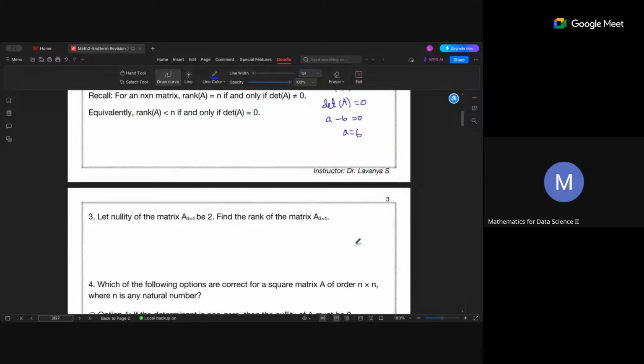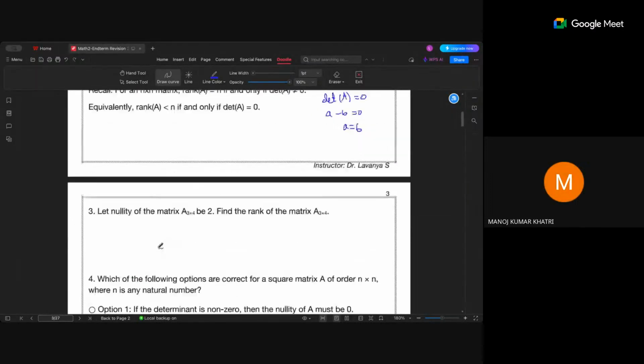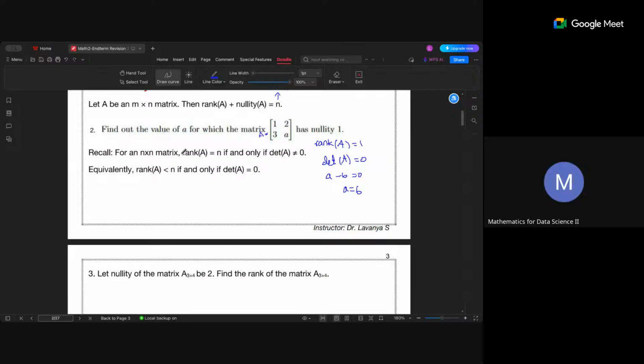Can you repeat that question, ma'am? Okay. Here you have a matrix and you are asked to find a missing value, assuming that this matrix has nullity 1. According to the rank nullity theorem, here n is 2, and you have nullity 1, so rank of A is 1. Since rank of A is strictly less than 2, the determinant is 0. So find the determinant, which is A minus 6, and equate it to 0. You will get A is equal to 6. Is it clear now?